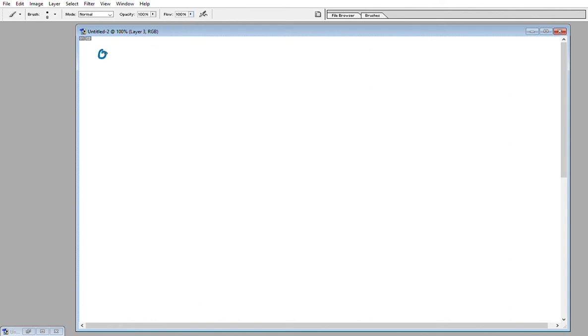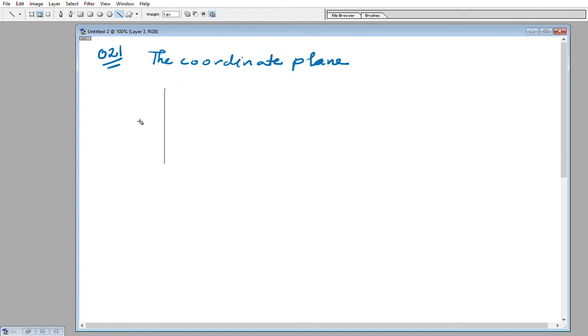So we're starting a new topic, which is basically graphing. Chapter 2 has a lot of graphing in it, and we'll start with something familiar. We'll talk about the coordinate plane. Everybody knows what the coordinate plane looks like.